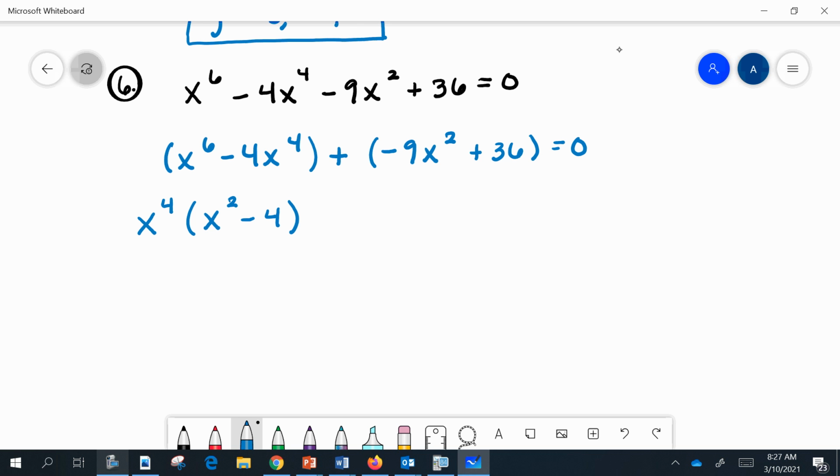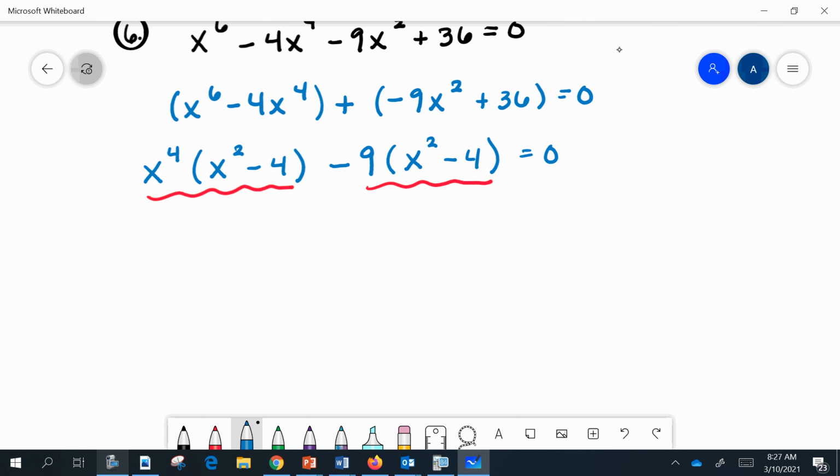Well, what I notice is that 9 goes into 36, so we can factor out a 9. But not just a 9, because that 9's negative, we're going to factor out a negative 9. And it's going to make this a positive x squared, and the 36 then, divided by negative 9, is going to result in a negative 4. So I still have my 2 groups. What do my 2 groups have in common? Okay, well, what they have in common is an x squared minus 4 with the 2 outside terms, x to the 4th minus 9, left over.